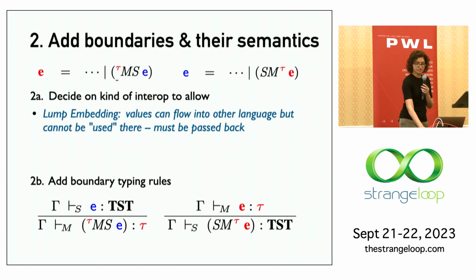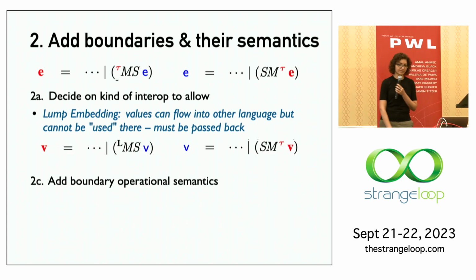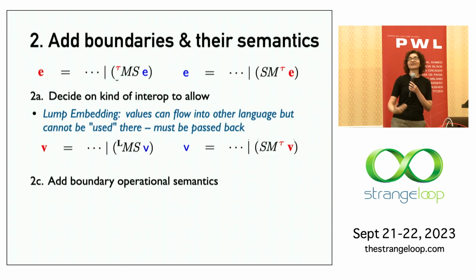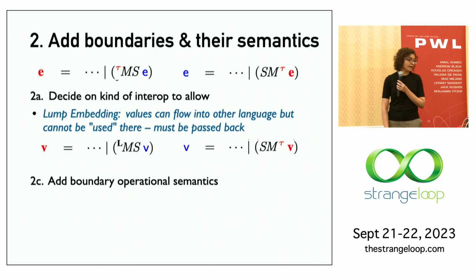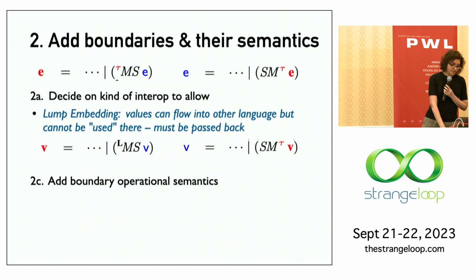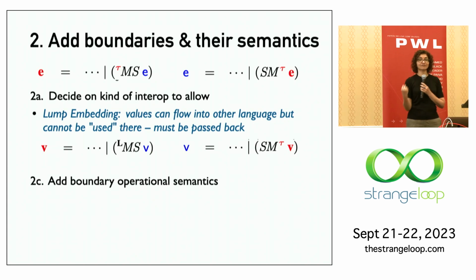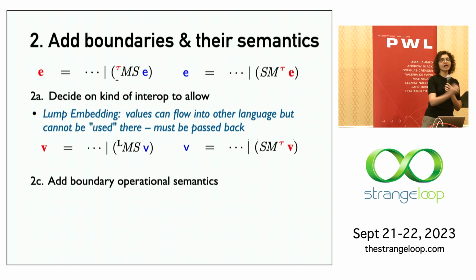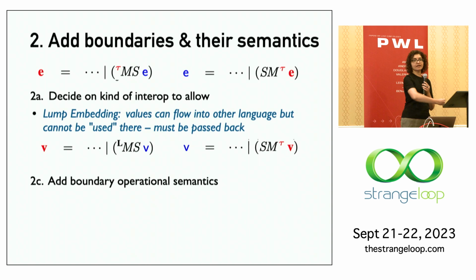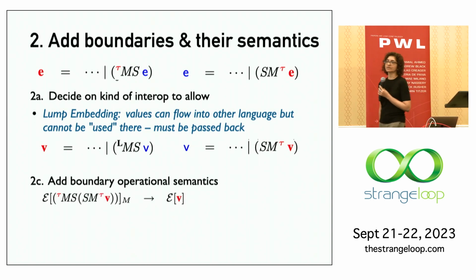I added two rules to type check my multi-language programs. Of course, they're relying on all the machinery that's underneath that already existed. So now, what is this lump embedding about? This is the interesting bit. I have to decide what happens. I have to write down formal semantics for how a value from one language will get passed. How do boundaries run, basically? So here's the first one.